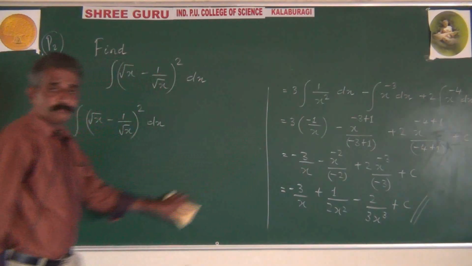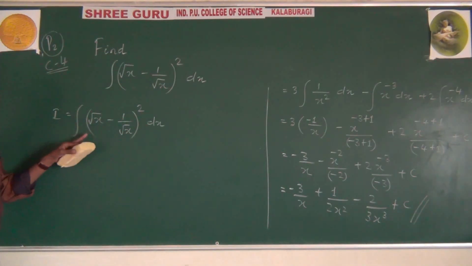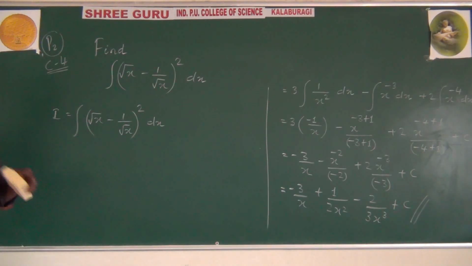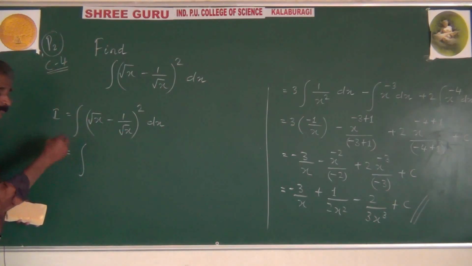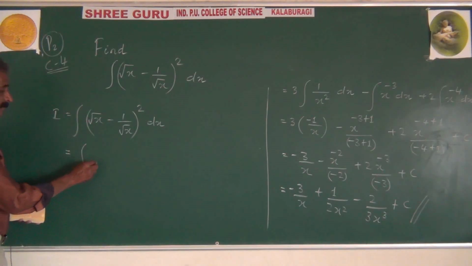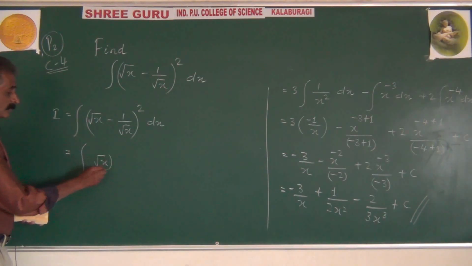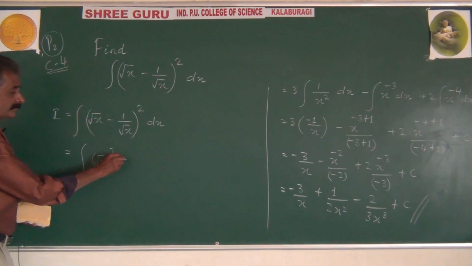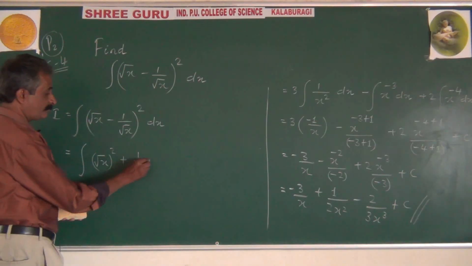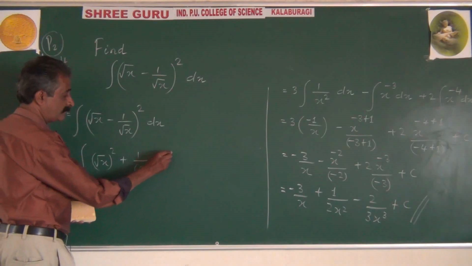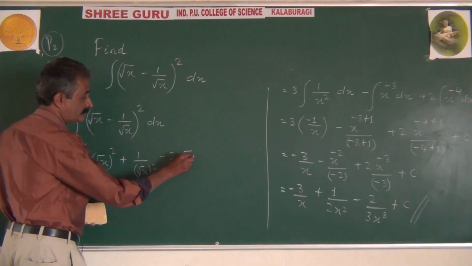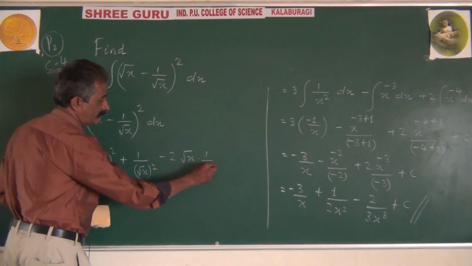For this present expression, there is no formula in the list, so we apply some suitable steps. It is just like (a minus b) whole square. So using that formula, (a minus b) whole square, now a square becomes root x square, plus b square becomes 1 by root x square, minus 2ab becomes 2 into root x into 1 by root x.